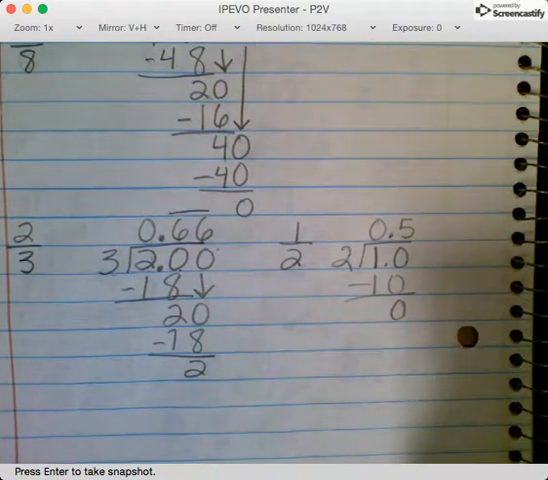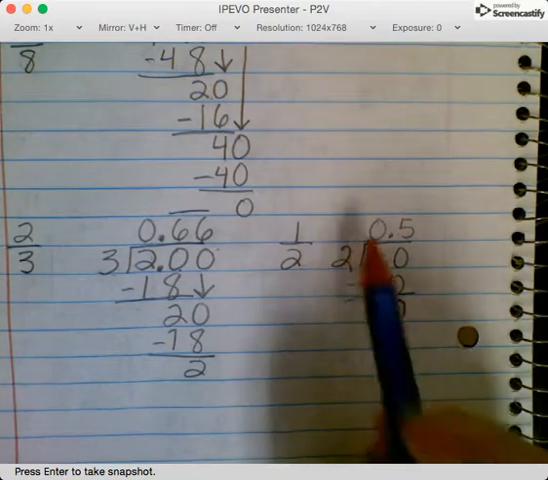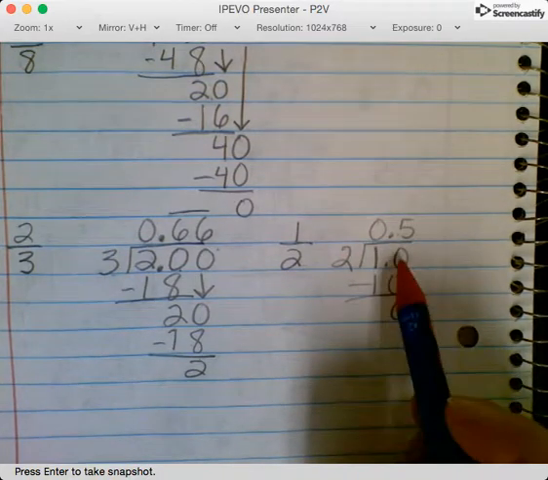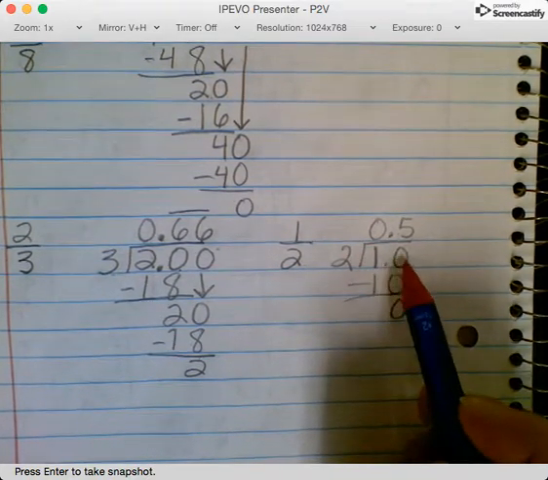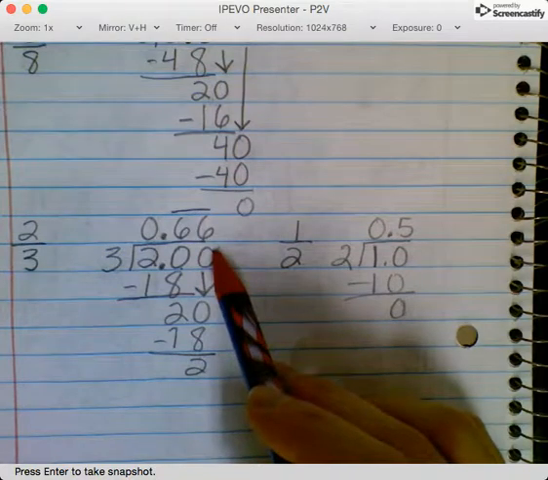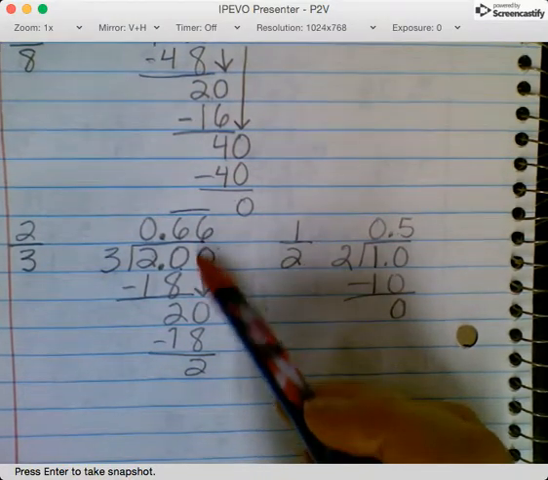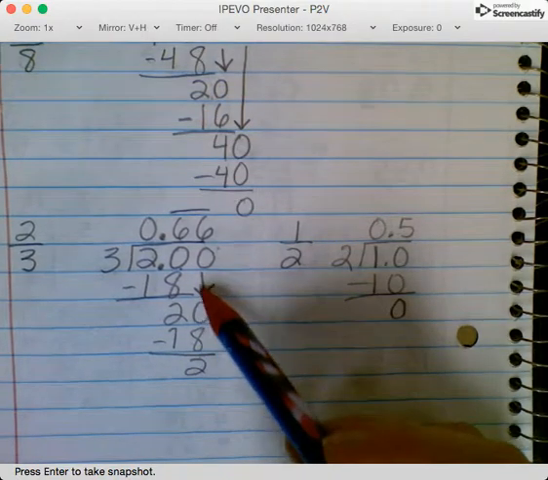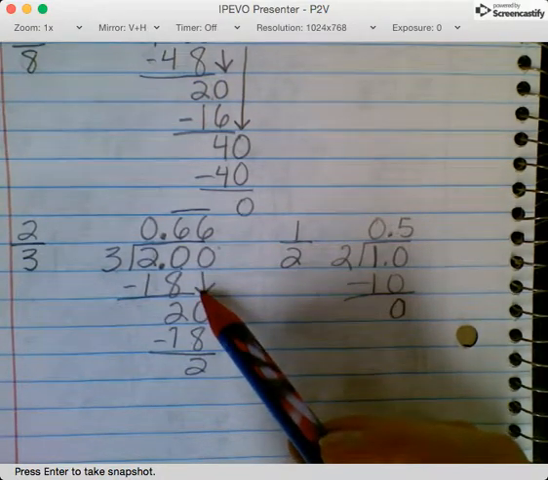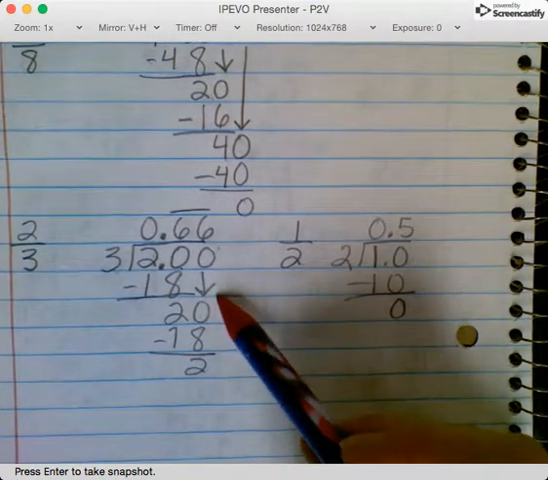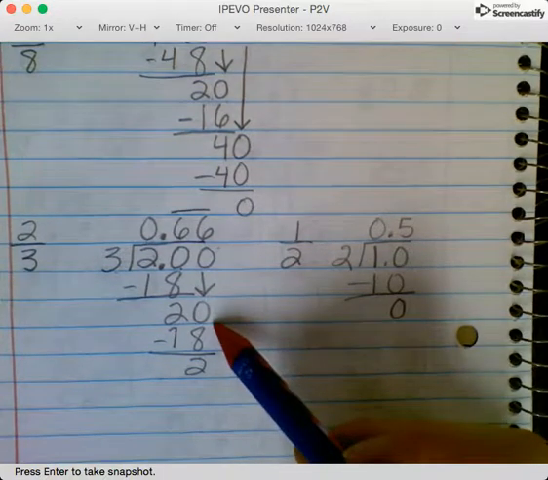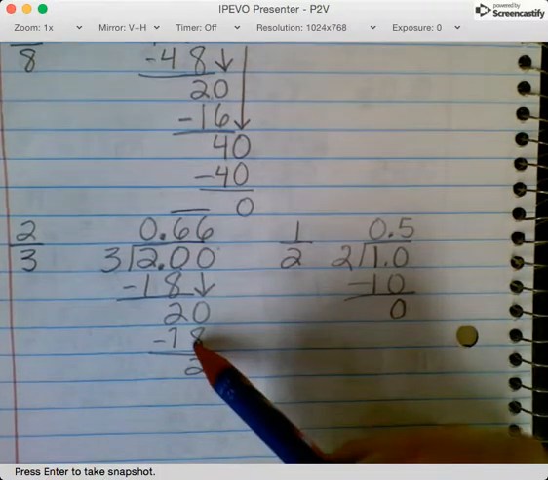So these are pretty simple. Notice that when I do these, I have a number above each of my zeros that I added. Even if it did not go into there, there should be a number above it. There should be a 0 if I brought something down and it didn't go into it. If I had to add another 0 to make it go into something, there should be another 0 there.